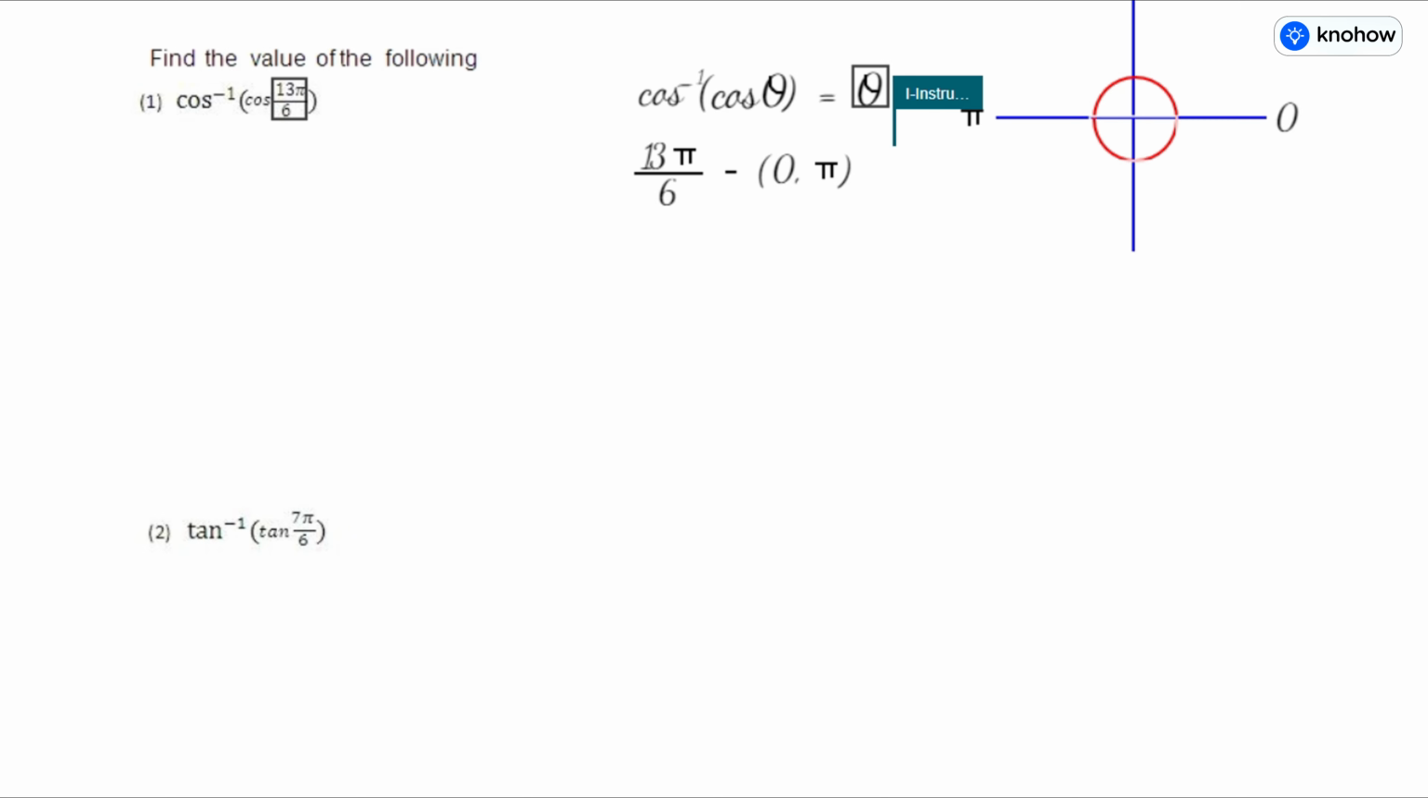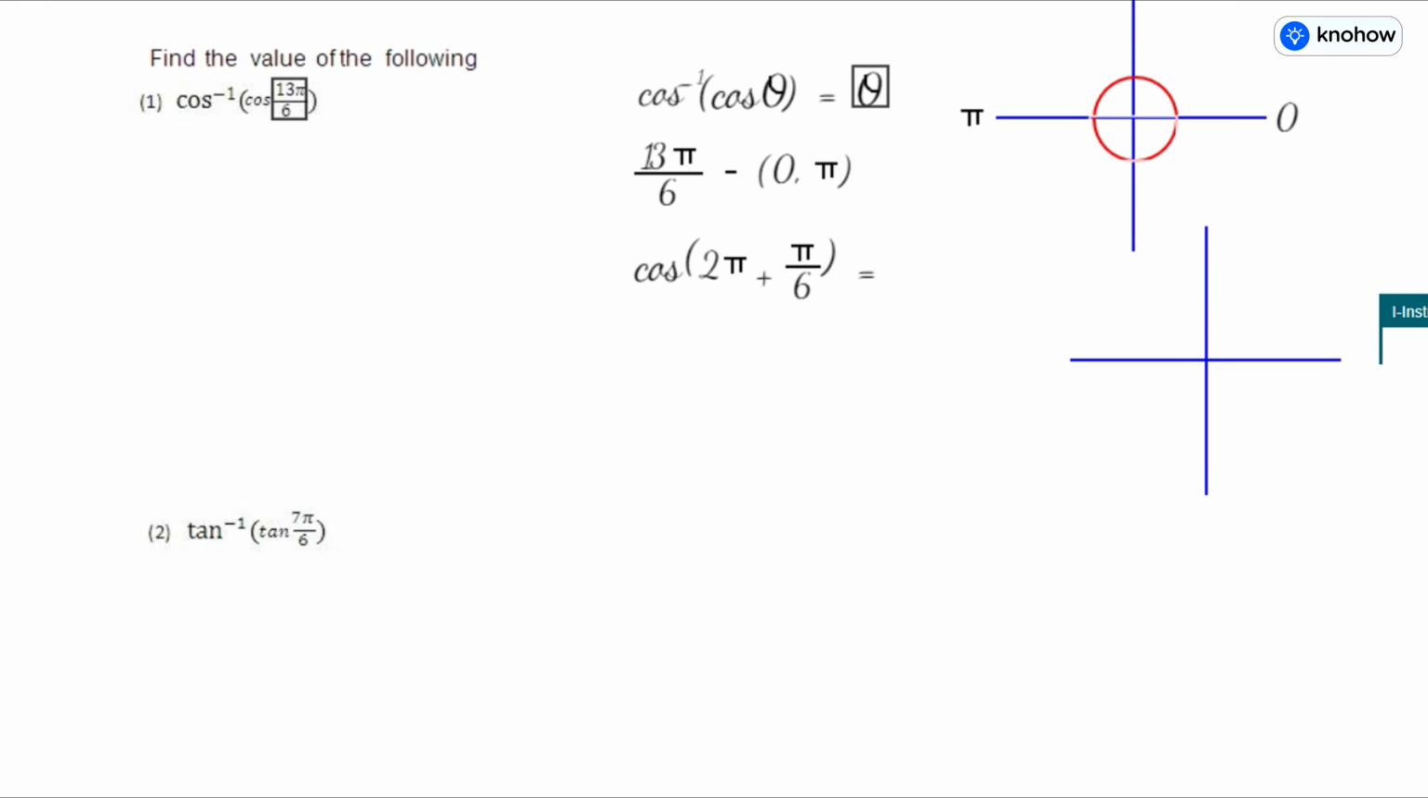Just work it out in fractions with 13 pi by 6. It is 2 pi plus pi by 6. 13 pi by 6 is 2 pi plus pi by 6. So obviously it does not lie in the interval 0 to pi. What to do then? What is the value of cos 360 plus theta or 2 pi plus theta? It again comes back to the first quadrant and the value of cos theta. You know how to find the values of trigonometric functions in this case.